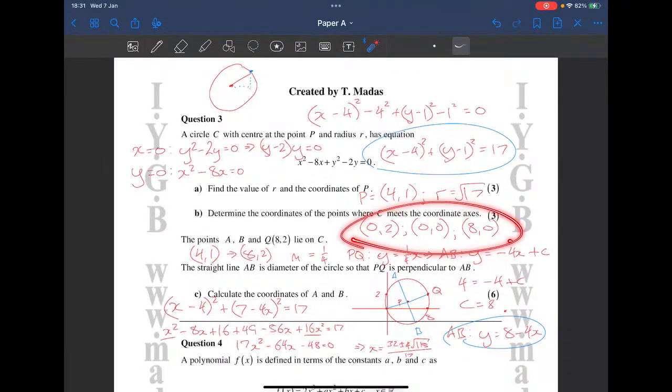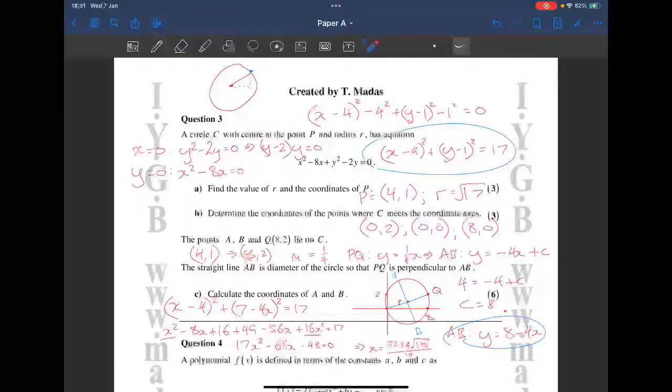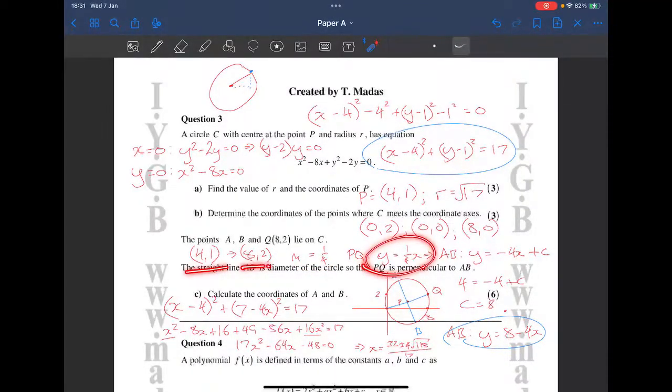We didn't actually use these for anything in part C anyway. Points A and B and Q lie on C. The gradient was 1/4. Yeah, it goes across by 4, up by 1. So that's y equals that, because it goes back to 0. So the negative quarter with the C, plugging in the coordinates of 4 and 1. There's my mistake. I've done 1 and 4 instead of 4 and 1.